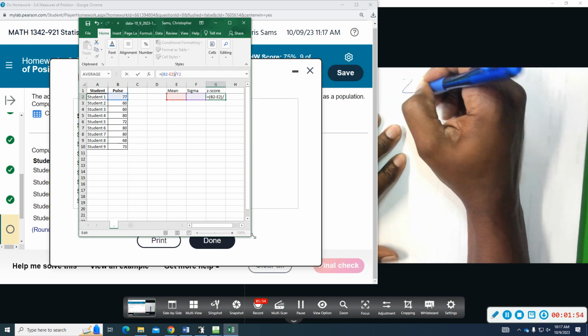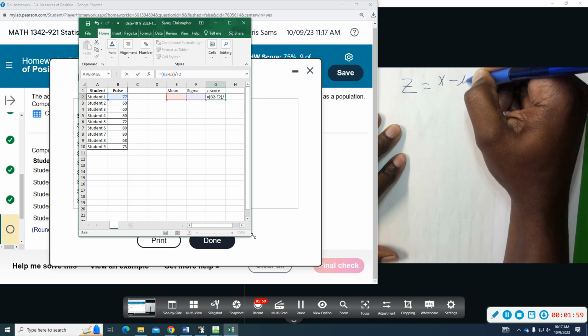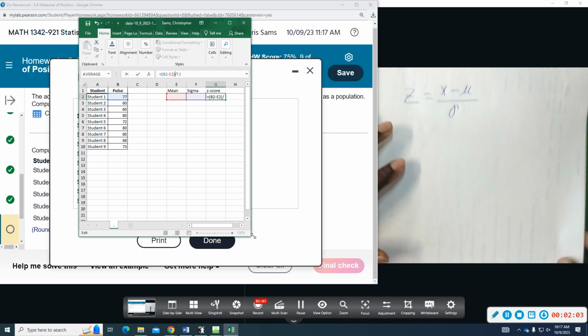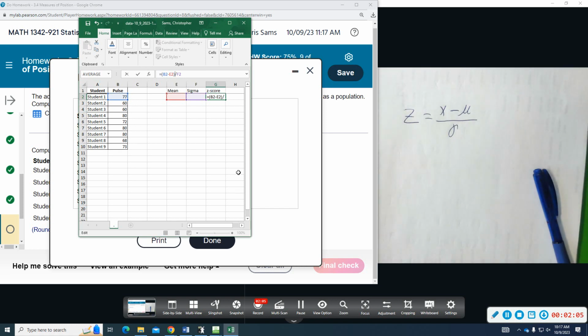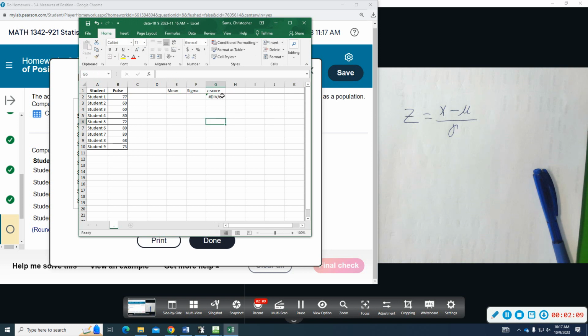Z equals x minus the mean. Since it's population, we're going to do mu divided by sigma. Okay, so this is what I'm doing. I'm just typing it in here. Now, once I enter the data, it'll compute. It's not doing anything because I don't have numbers and I'm dividing by 0. So if I was to click and drag this down here, the formula repeats. Now, it's doing B3 and F3, so it's grabbing down.